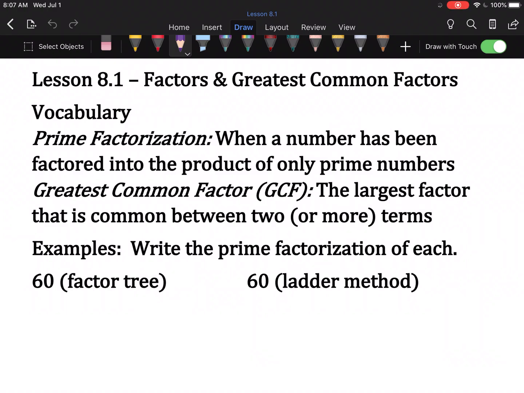Chapter 8 is all about factoring, which is breaking things down. So we're going to start by reviewing prime factorization and finding greatest common factor.